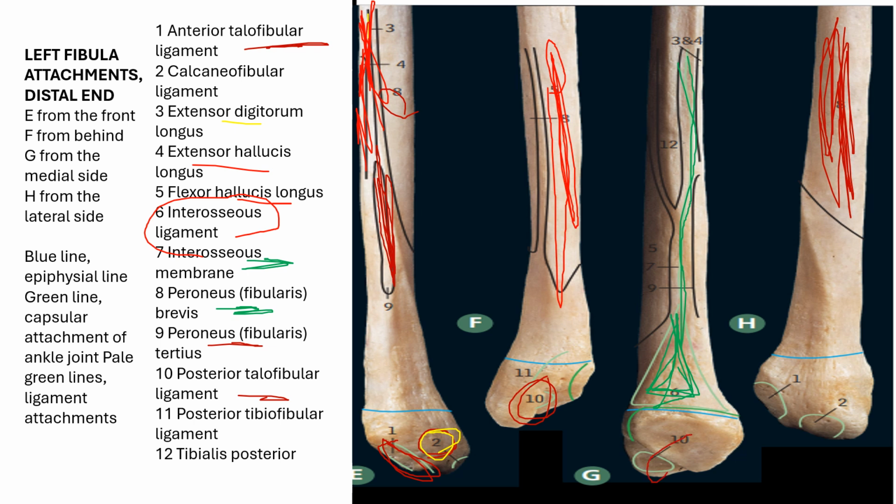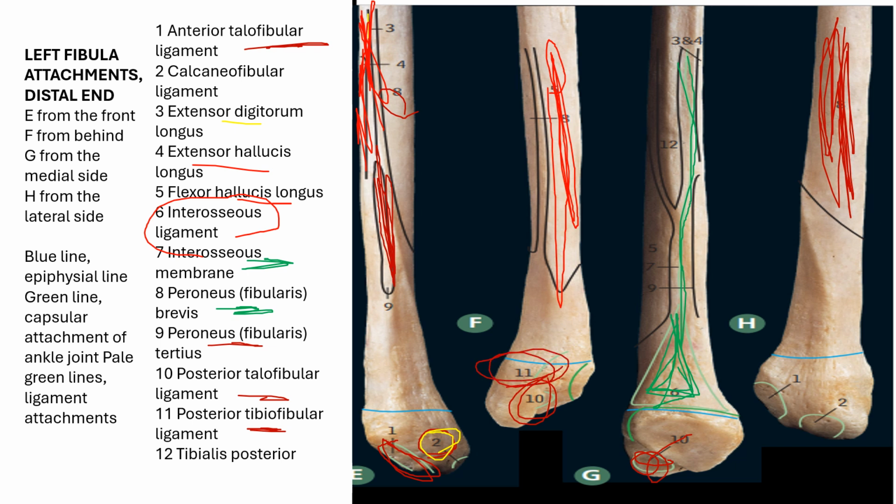Here is the structure. The posterior talofibular ligament starts from the posterior aspect of the lateral malleolus and attaches at the posterior process of the talus, and it prevents the posterior displacement of the talus. There is another ligament, the posterior tibiofibular ligament.